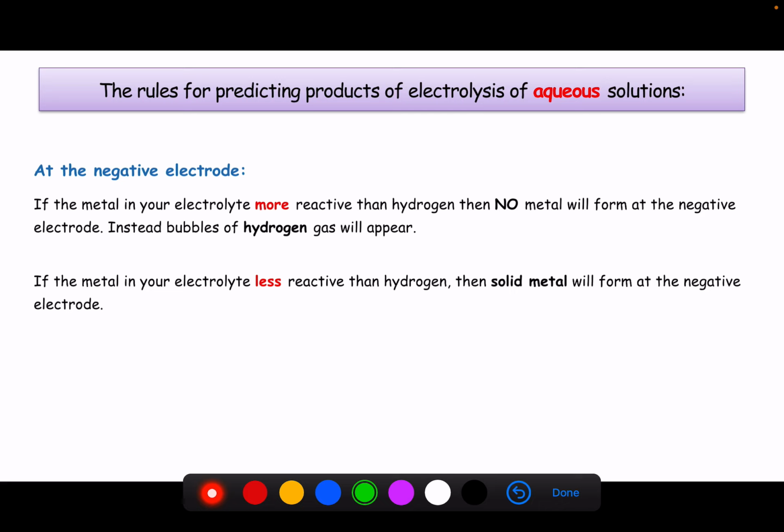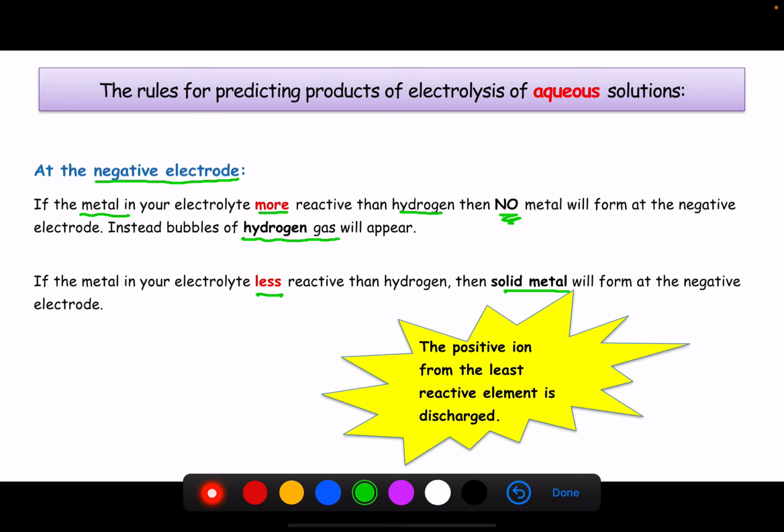So, first of our rules that we need to learn, at the negative electrode, if the metal in my electrolyte is more reactive than hydrogen, then the metal will not form. Instead, hydrogen gas will appear. Whereas if the metal in my electrolyte is less reactive than hydrogen, then solid metal will form at the negative electrode. There will be no hydrogen gas, okay?